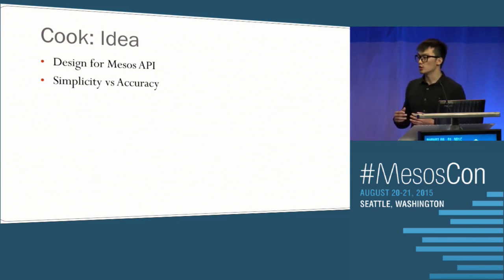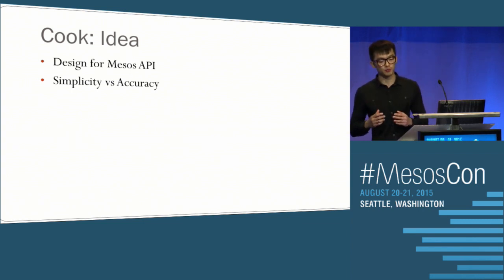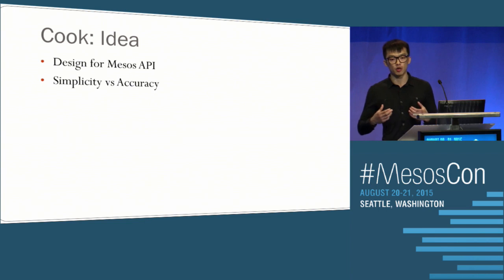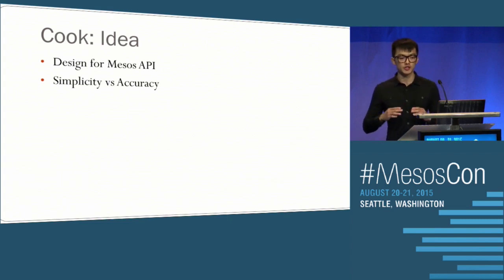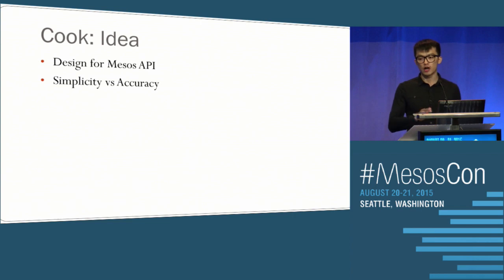Because of that, we change our thinking of preemption. We don't think of preemption as this atomic operation, because it's really hard to express in the Mesos world. Instead, we think of it as an optimization problem, an optimization process that's carried out in two steps.